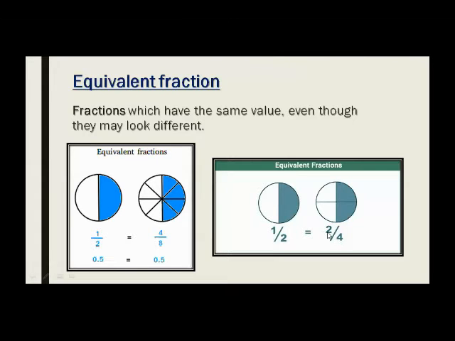So when you cancel it, 2 ones are 2, 2 twos are 4. So this is also 1 upon 2. 1 upon 2 means half. This is also half. Means they have the same value. Both the shapes have the same value, but they look different. Like this is 1 upon 2, this is 2 upon 4, but they have the same value. They are representing the half.